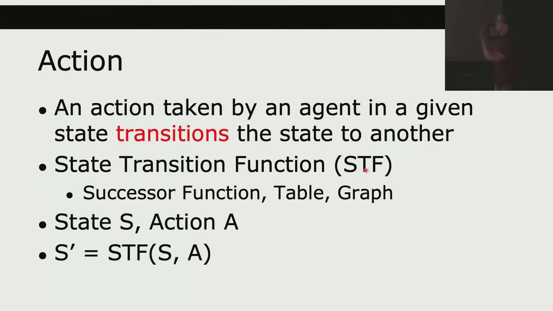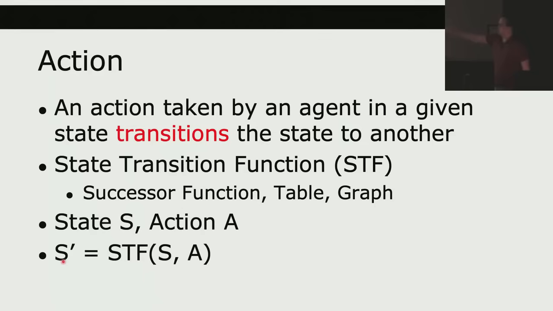Okay, so an action taken by an agent transitions the state to another state. This is done by the state transition function. The state transition function, or STF, is sometimes called the successor function, but it could be an arbitrary function. It could be a table, it could be a graph, but in general, we just think of this as an arbitrary function. This function is going to take in the current state, S, that is the current state of the chessboard or my current belief of the environment. Then it's going to take in the action, and the result of this function is going to produce S prime, which is the next state, right?